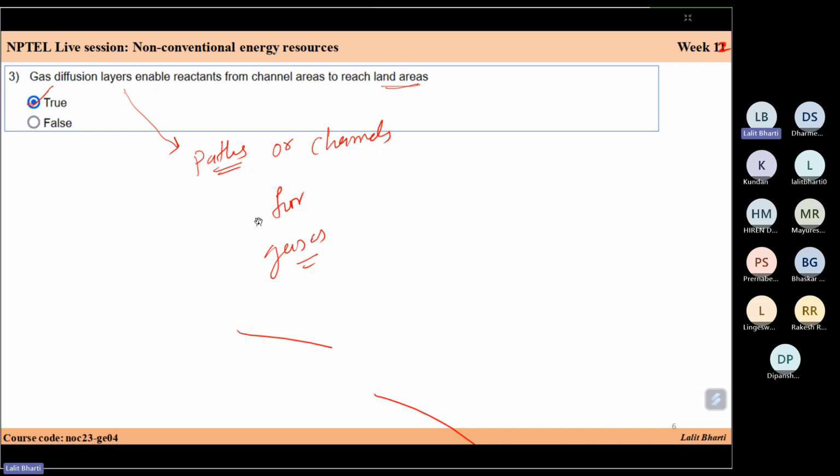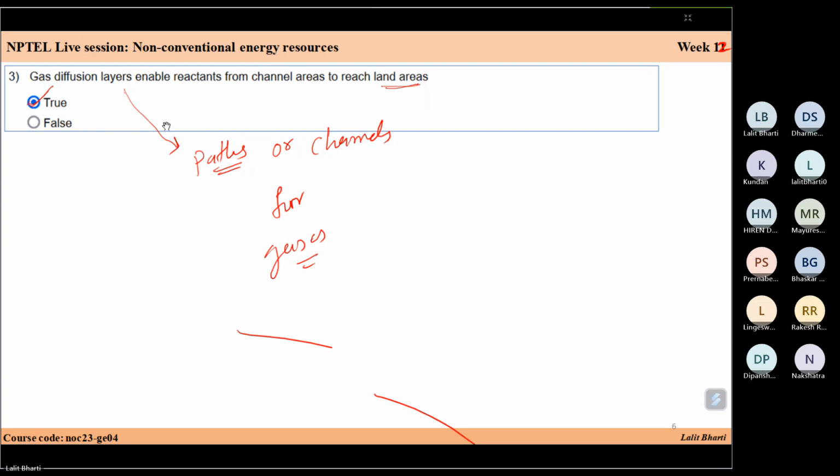So basically, the use of the gas diffusion layer is to provide paths or channels for the gases. So this statement will be true in that case: yes, gas diffusion layers enable the reactants we have, so they provide a channel or path to reach the areas to react with each other.